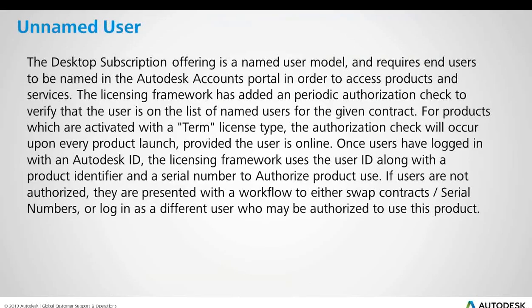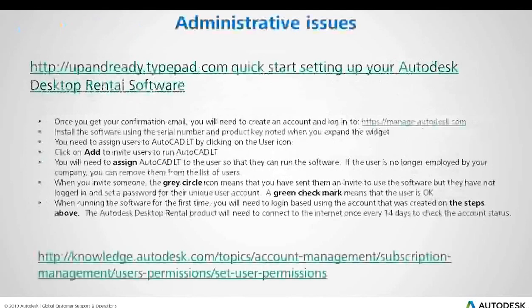You may get something similar if you're an unnamed user. Usually you would get a username and password not found. But there's a periodic check on there to make sure that the user is a named user on the contract. Let's see, anything else in here that I haven't mentioned yet? Now it looks like we've gone over that. So let's move on to the process for setting up a user in accounts.autodesk.com.